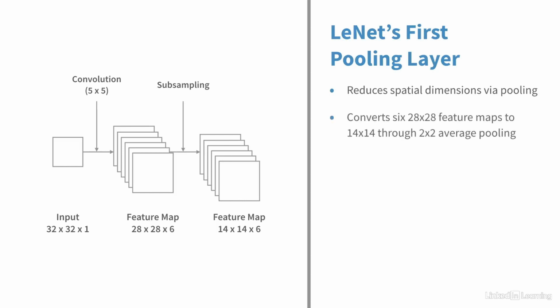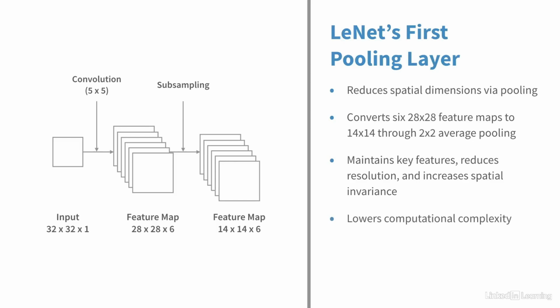The 6 28 by 28 feature maps from the first convolutional layer are reduced to 14 by 14 by applying 2 by 2 average pooling with a stride of 2. This operation reduces the resolution while maintaining the key features, increasing spatial invariance and reducing computational complexity. The outputs of this layer are passed to a hyperbolic tangent activation function.